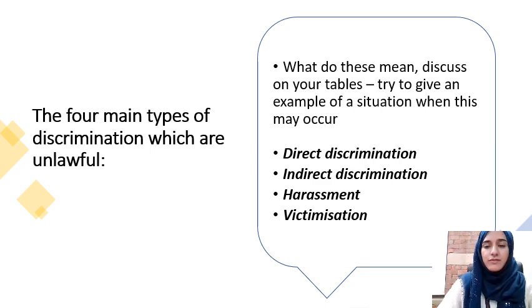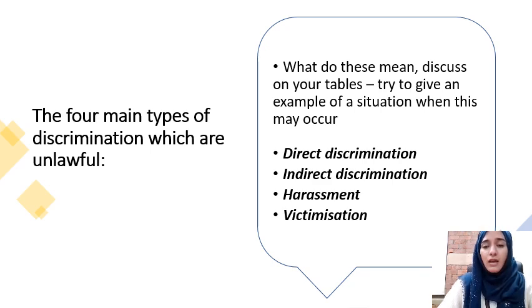If you talk about discrimination, there are four main types of discrimination. Discrimination is basically treating someone unfairly based on different protected characteristics. I hope all of you are aware of protected characteristics. There are 9 protected characteristics: age, gender, gender reassignment, marital status, pregnancy, etc.